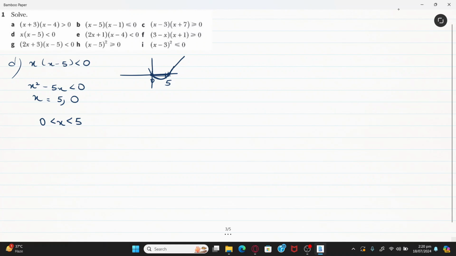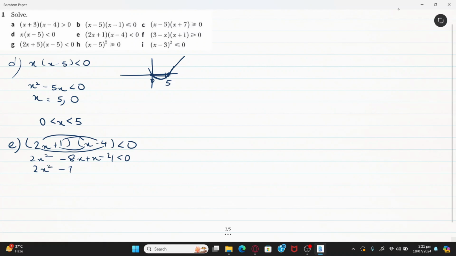So that's it. For part E, we are going to say we have 2x plus 1 multiplied by x minus 4 is lesser than 0. So again, what we're going to do is first 2x squared, outer negative 4 2s are 8x, inner plus x, last negative 4 is lesser than 0. Again, simplify this up. 2x squared minus 7x minus 4 is lesser than 0.